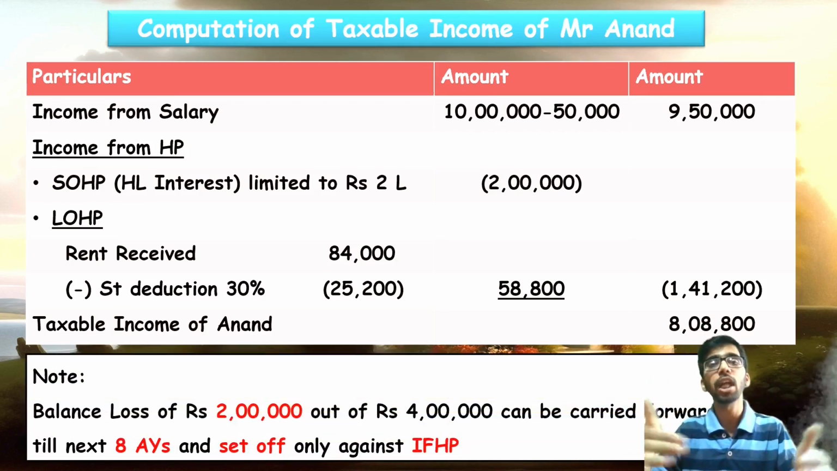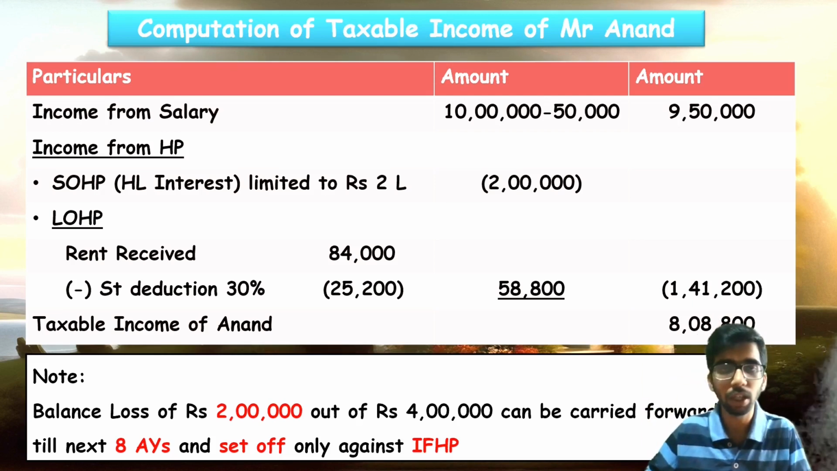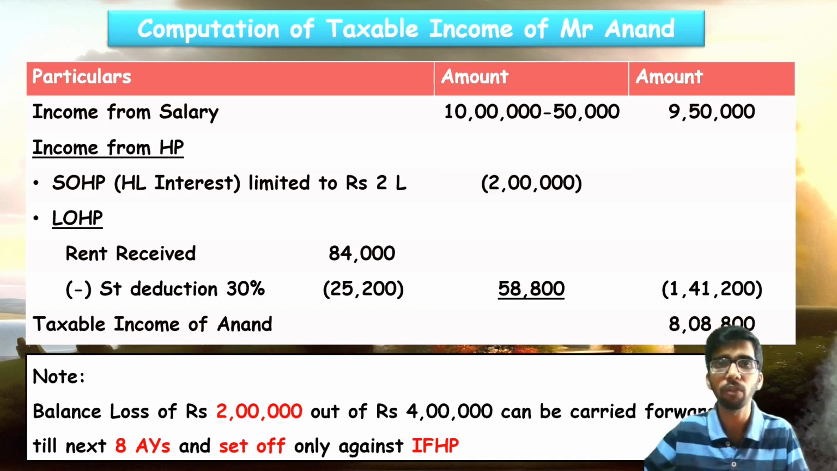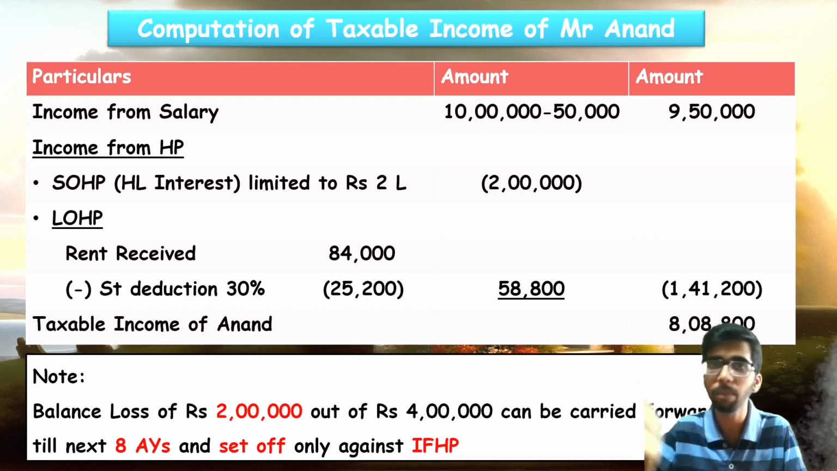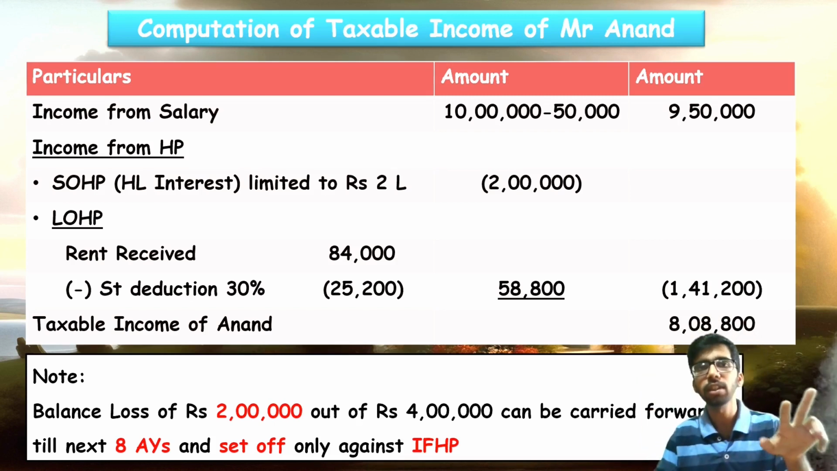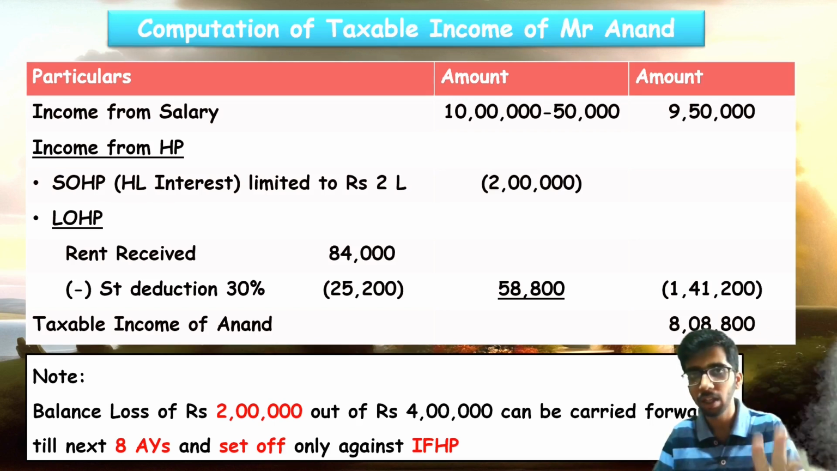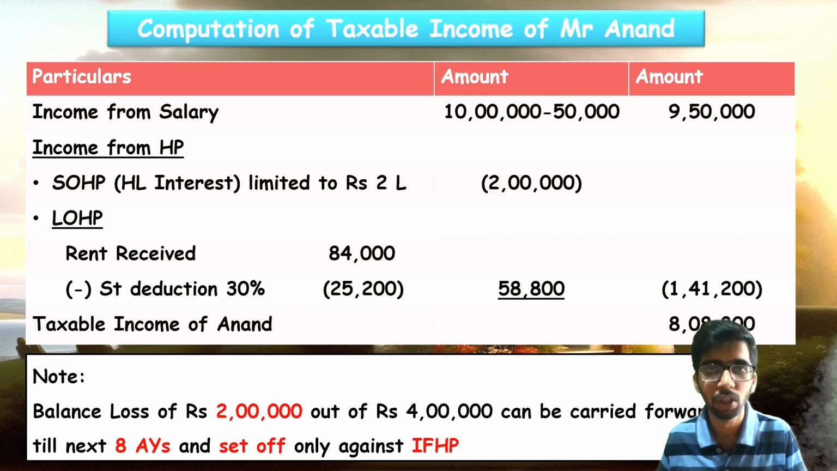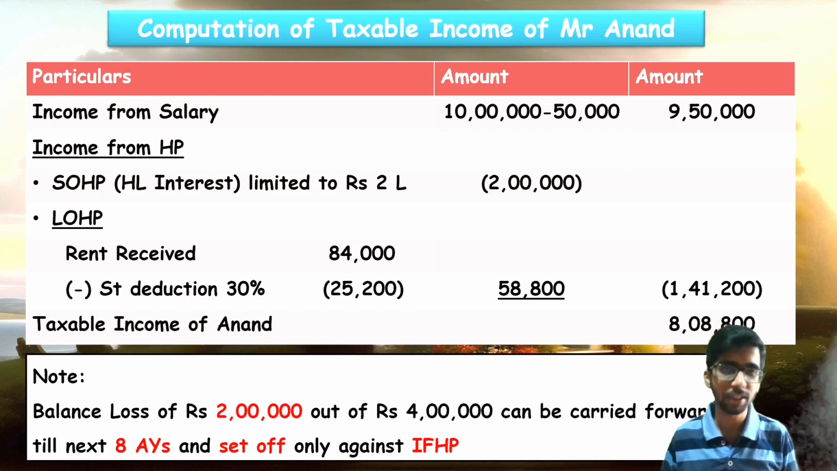No, that loss can be carried forward till the 8th assessment year, starting from assessment year 24-25. Understood? That is previous year 23-24. Okay. Till the 8th assessment year, that loss can be carried forward. Since it is a self-occupied house property, it is restricted to 2 lakh. So the remaining 2 lakh can be carried forward to the 8 assessment years. So this is a brief explanation with regard to income from house property and also the tax saving benefit applicable.